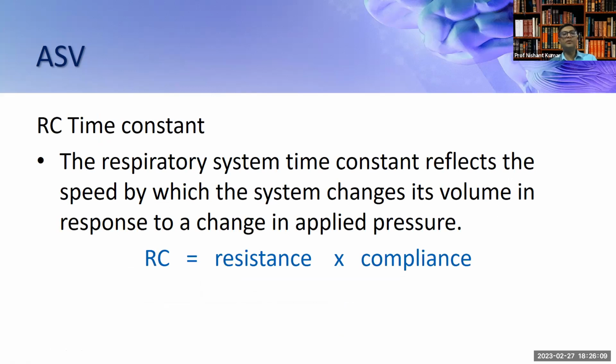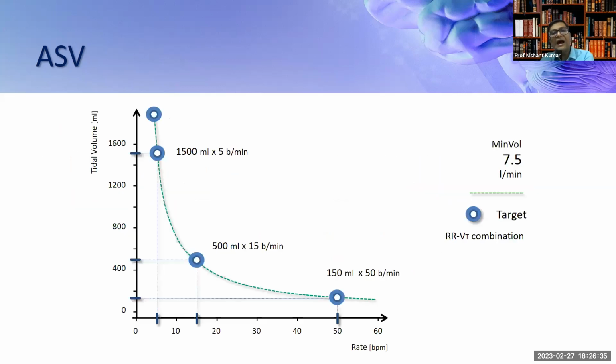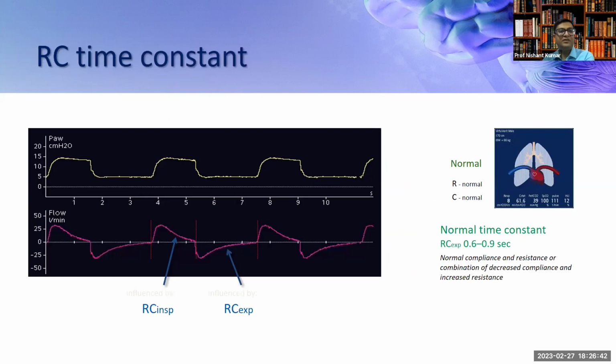The other thing is the RC time constant. This mode functions on the basis of the RC time constant. That is, it reflects the speed by which the system changes its volume in response to a change in applied pressure. So this also takes into account the stiffness of the lungs and the airway resistance. So RC is defined as resistance into compliance, and this gives you a time constant. So it takes into account the resistance and the compliance, and at the same time takes into account the respiratory rate and tidal volume combination to achieve the breath strategy.